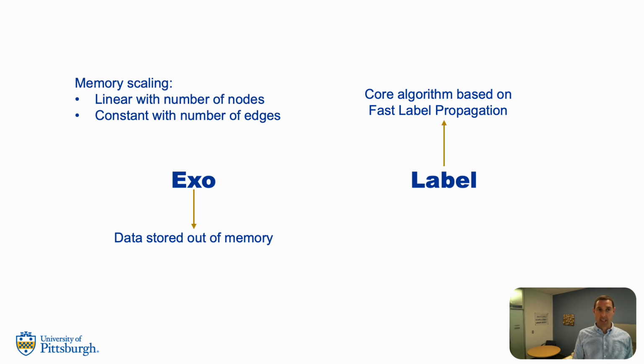We have memory scaling that is linear with the number of nodes, that is genes, and constant with the number of edges, because that information is stored outside of memory on the disk. And so ExoLabel presents a new option for clustering and community detection on sequence similarity networks that uses much less memory than existing algorithms.